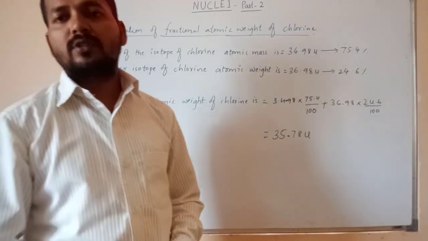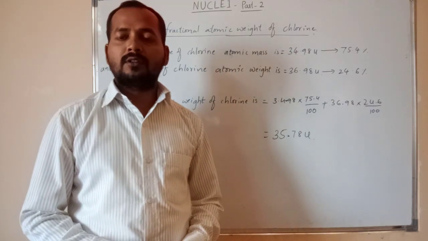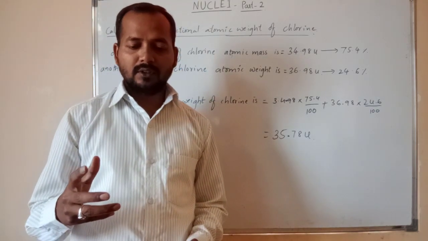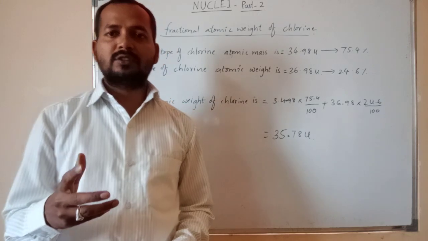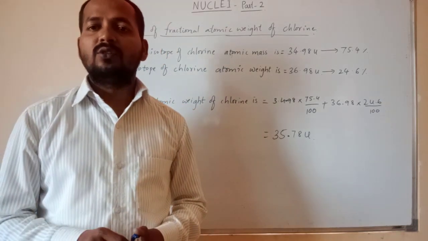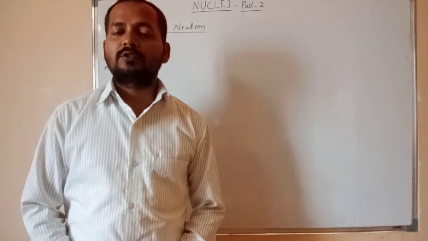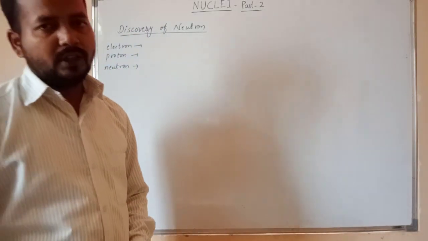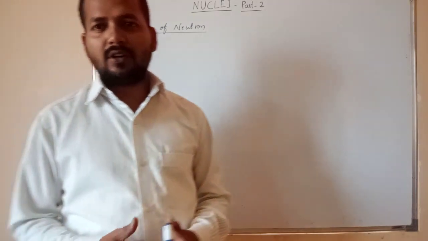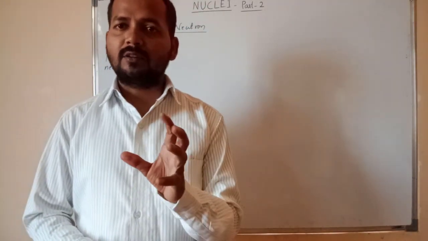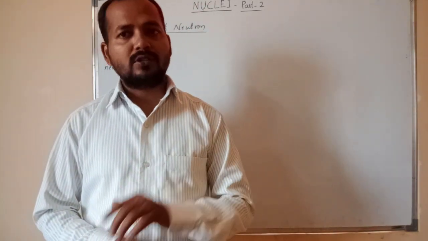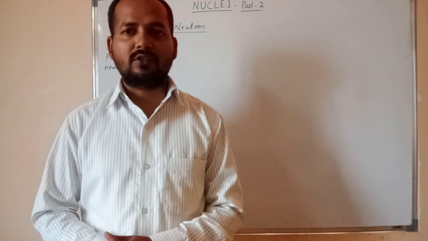Now I will move next towards James Chadwick, who discovered the neutron. Next we will see the discovery of neutron. We know that the structure of an atom consists of a central part known as the nucleus, where protons and neutrons are present, and outside the nucleus electrons are present.